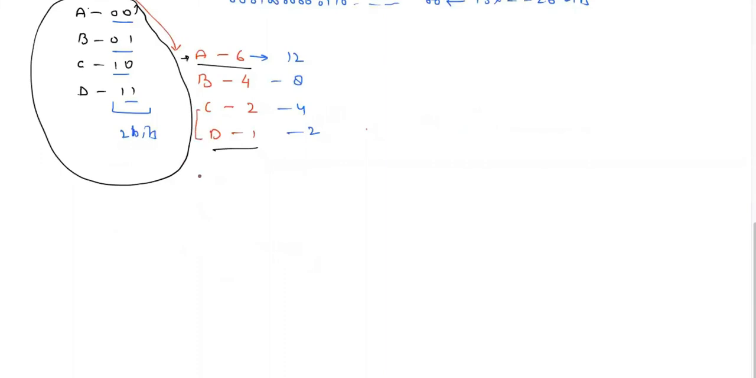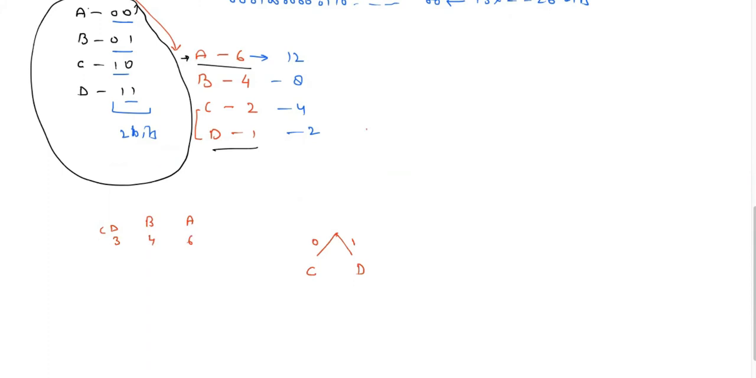What we are doing here is that we will pick the character with least frequency. Least frequent characters are C and D. So we say C and D, and C is provided code 0, D is provided code 1. Now the combined frequency of C and D is 3, and the frequency of B is 4, and the frequency of A is 6.